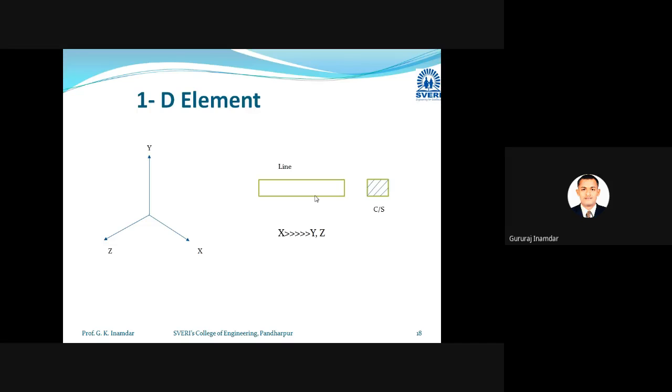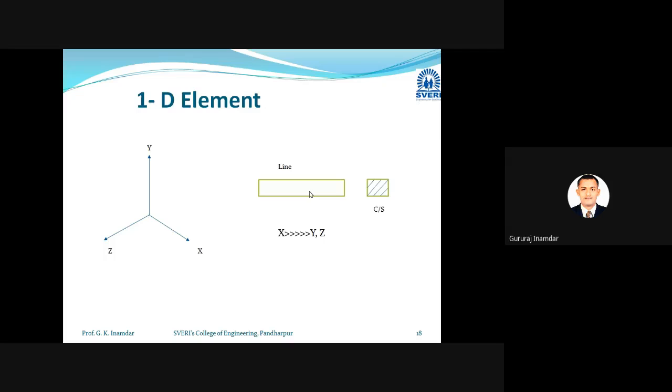Now let's see. First type is the 1D element. What is the 1D element? A 1D element is nothing but where the x-axis is very much greater than the y-axis. Only one axis is there for the 1D element. For example, only a line. Suppose you see this diagram. This is also a 2D image, but the thickness is very negligible. This is nothing but the 1D element. Only the x-axis is being considered here.